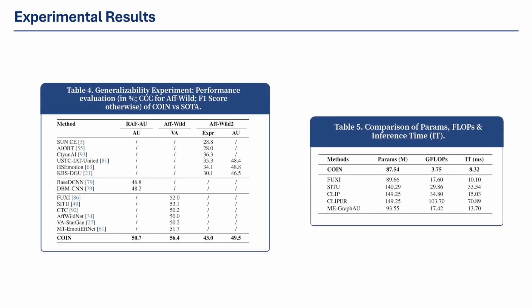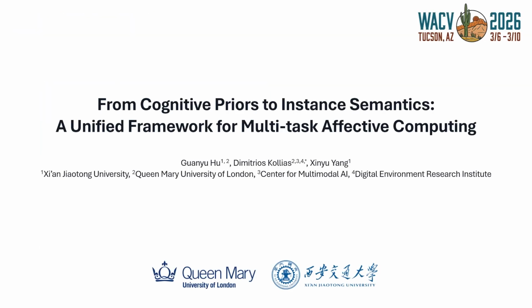We also evaluated robustness and efficiency. Table 4 shows our generalizability. Even on the unseen FWild2 dataset, COIN generalizes well without direct training. Table 5 demonstrates that despite the dual-branch design, our method remains computationally efficient with low inference latency, making it practical for real-world deployment. In summary, COIN is a framework to jointly solve all three affective tasks using disjoint data.